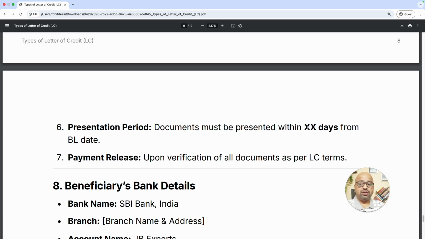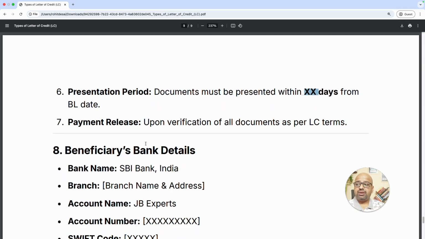Before submitting, you need to put a practical date, which can be like 15 to 20 days, meaning maximum. So within 15 to 20 days, even 1 day is also within. So you can put that maximum timing, which is 10 to 15 days or 20 days. So you will safeguard your LC. Payment release: upon verification of the documents as per LC terms, you will get your payment.